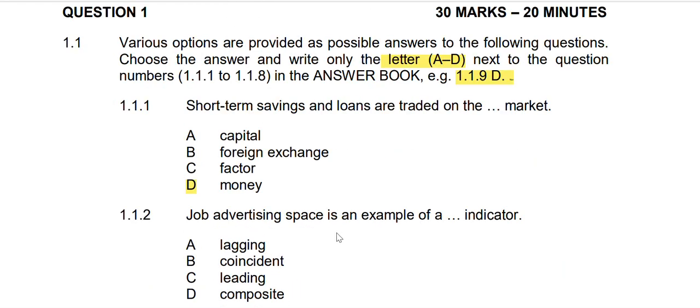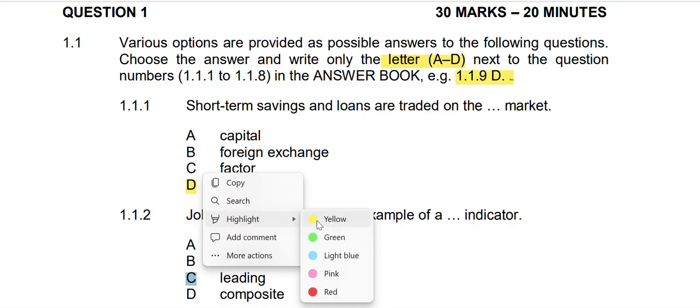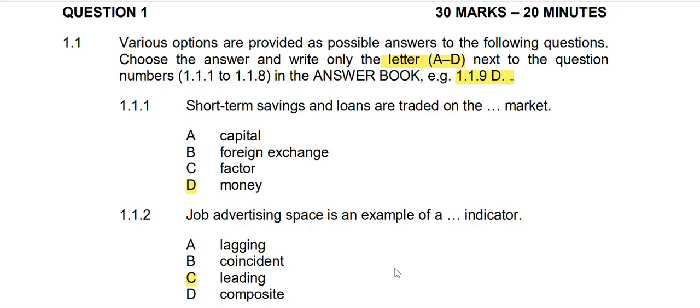Then question number 2. Job advertising space is an example of a indicator. Lagging, coincident, leading, composite. And the correct answer in this case is C. The correct answer is C because job advertising space is an example of a leading indicator. Again, you will say 1.1.2 and then the answer will be C.